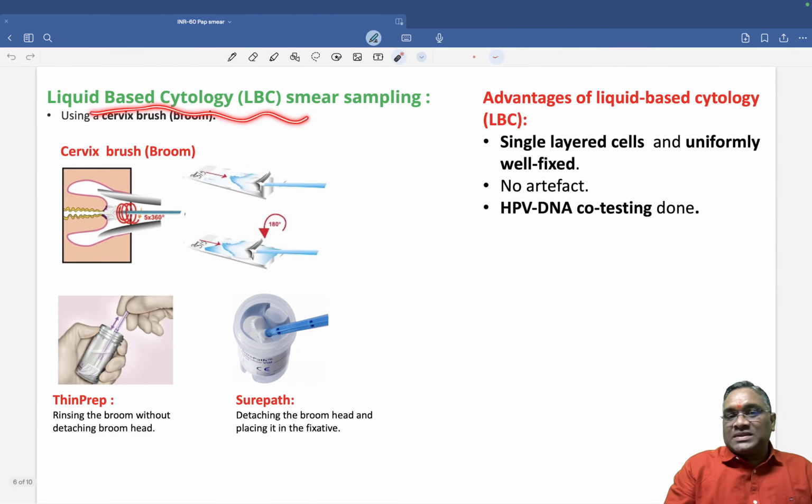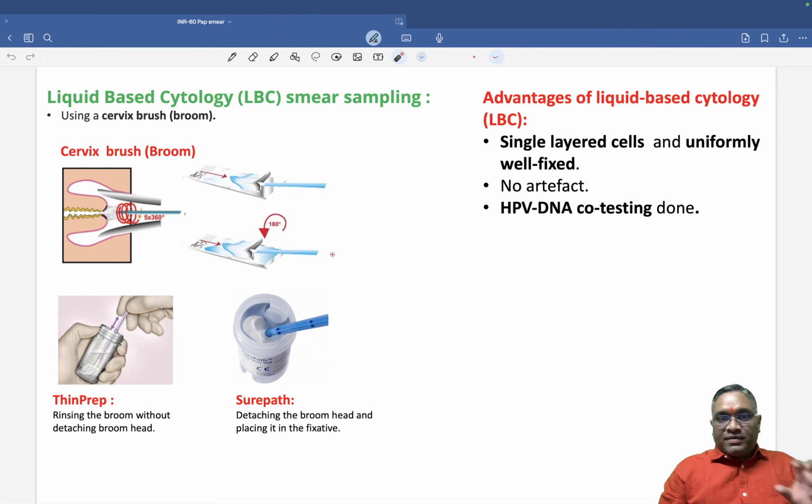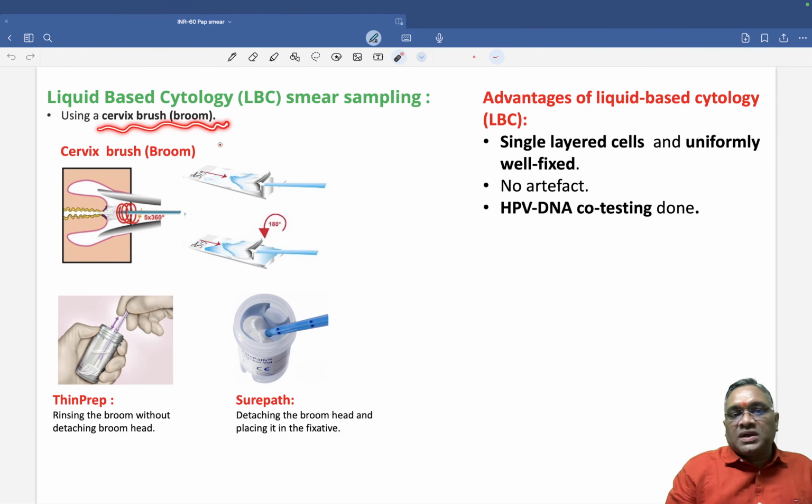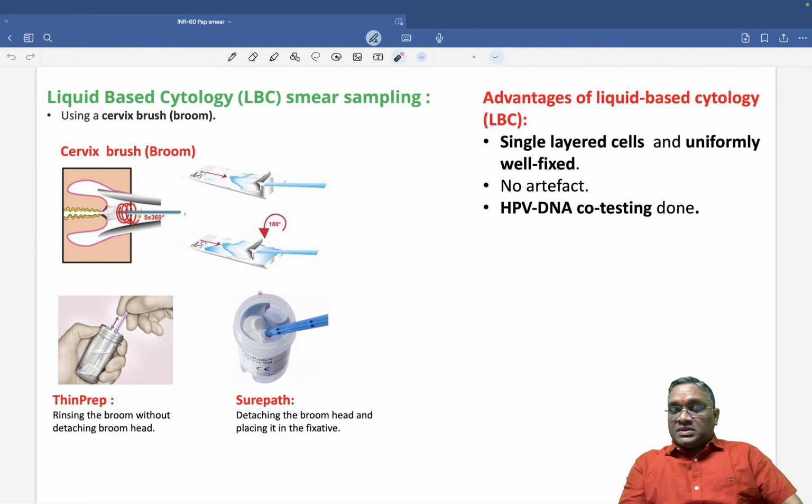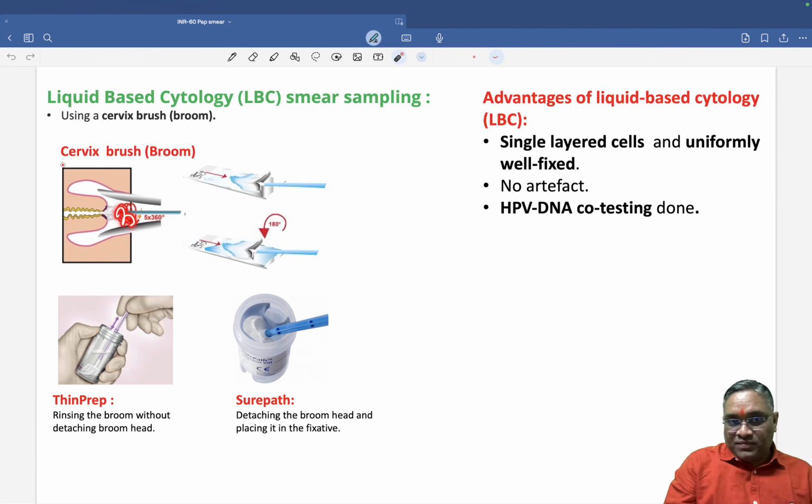For liquid based cytology smearing, we are going to use the cervical brush, which is also called a broom. When we are using the cervical brush, we will be rotating it 5 times. Remember, 360 degrees for 5 times. So we are rotating it 5 times at 360 degrees, right? So that is very important. Remember, 5 times 360 degree rotation will be done with the help of the cervix broom. And after that, we will be spreading them on the slide.